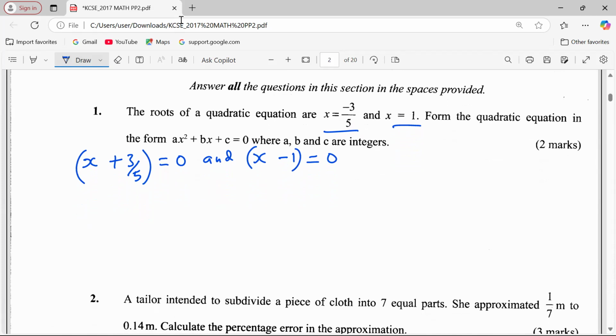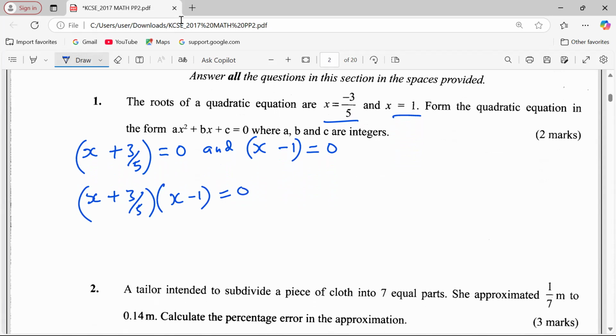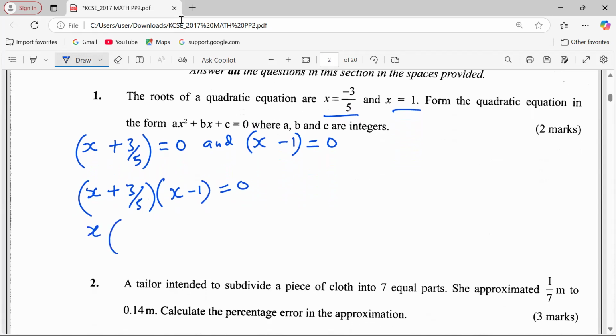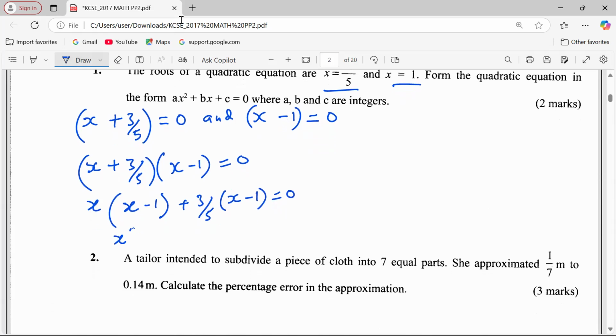Because x equals 1, then x minus 1 is 0. Then now we can expand x plus 3/5 times x minus 1 equals 0. But then we expand. So x times everything in the second bracket plus 3/5 again by everything in the second bracket. So x squared minus x plus 3/5x minus 3/5 equals 0.